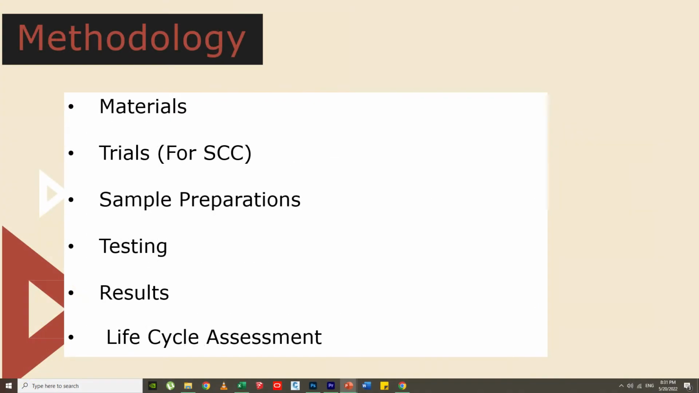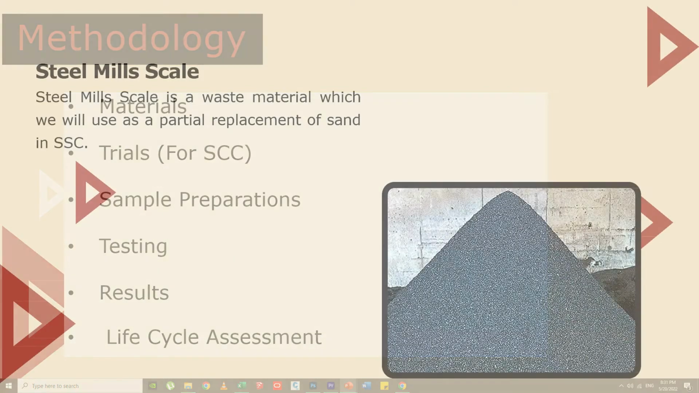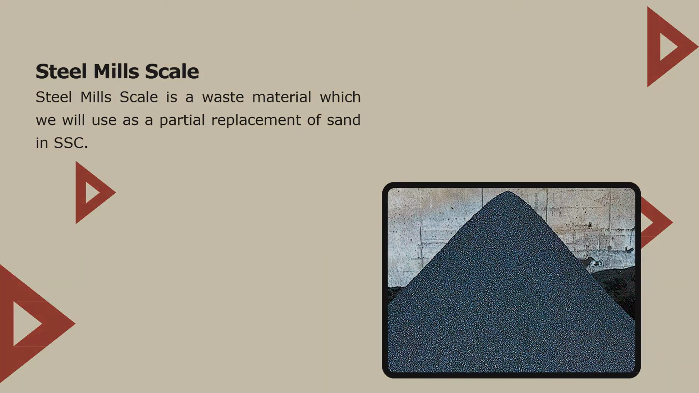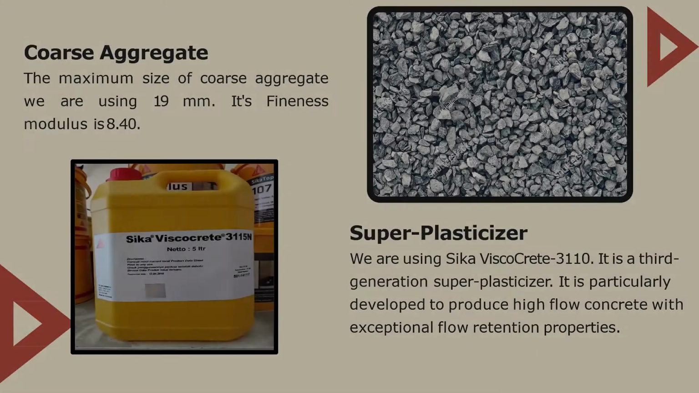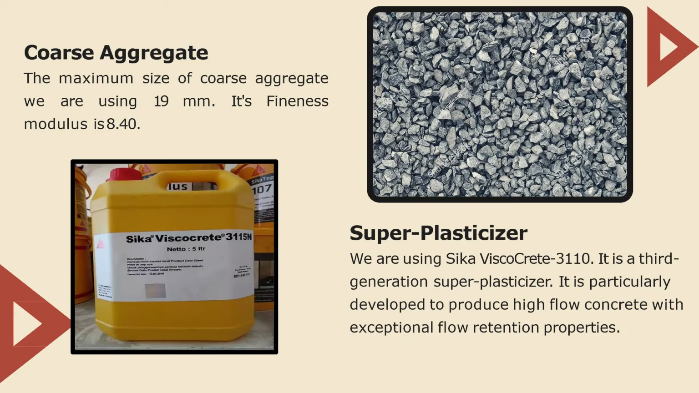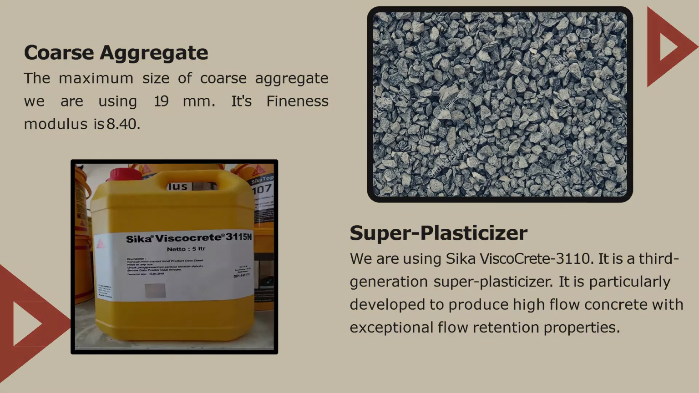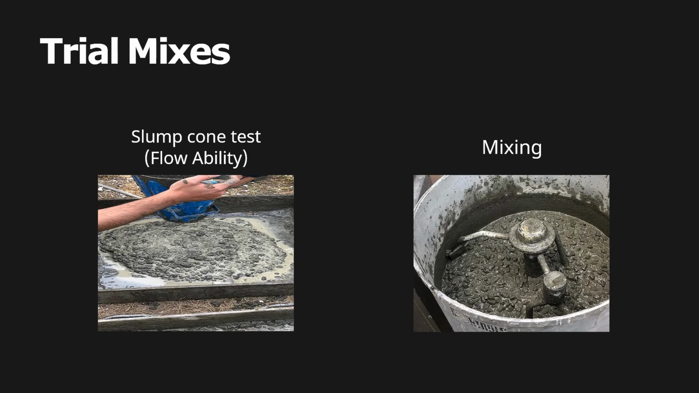Moving on, now let's talk about our methodology. First of all, we procured all of the materials required, which included steel mill scale, natural sand, cement of 10,000 psi strength at 28 days, coarse aggregate, and Viscocrete 3110 as super plasticizer. Then we did some trials for self-compacting concrete. The trials were done to achieve a suitable mixing ratio.